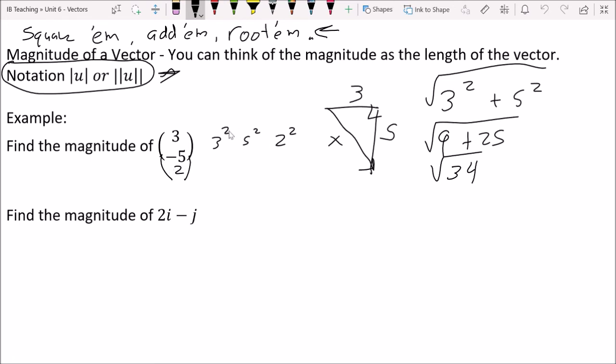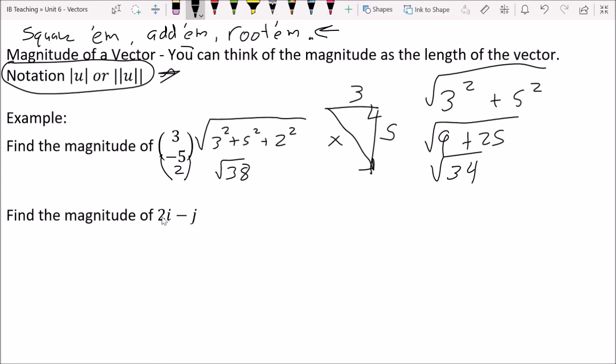So back to the process. Square them, add them, I'm just going to stick pluses in between each of them, root them. Okay, we already saw that that right there is 34. 2 squared is 4, so we get root 38. The reason I like this, square them, add them, root them, is because no matter how many components the vector has, you can always do these 3 things in that order and you will always get the magnitude.